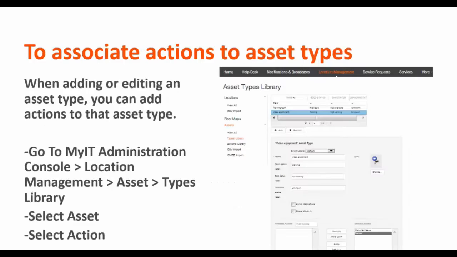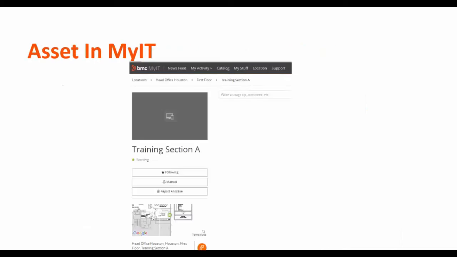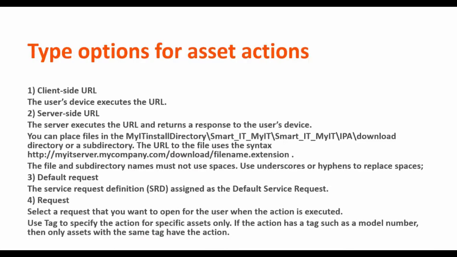To associate actions to an asset type, go to MyIT Administration Console Types Library, select the asset, and from the available actions, select the action and add it to the selected actions. Save the changes. Once this is done, the user would be able to see the asset and the associated actions like the following. You can add a URL, default request, or a particular request to your asset as an action.